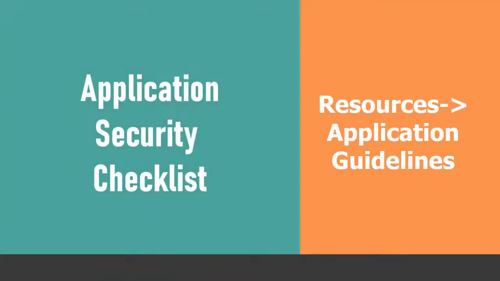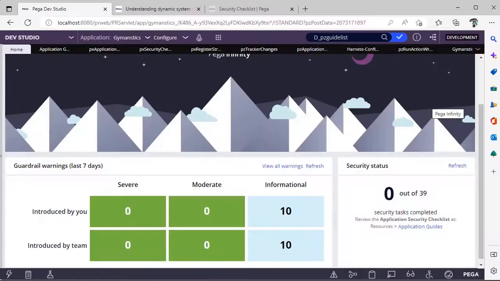Today we are going to discuss the application security checklist in PEGA. Let's get started into the topic. Generally, once we are done with development, SIT testing and UAT testing, we would be promoting our application to production. While promoting to production, we should follow some guidelines when we deploy the code, and we should be aware of security concerns for our application.